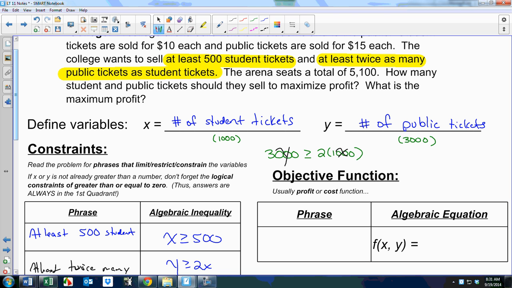There's one more phrase. At least 5,100. So we've got a concrete example. 1,000 and 3,000. Does it work? Yeah, and what did you do with the numbers to figure out if it worked? You added them up, and you checked to see if it's smaller than 5,100, right? So that looks like 1,000 plus 3,000. Is it less than or equal to 5,100? As soon as you think like that, you've already written your inequality. Your inequality is x plus y is less than or equal to 5,100.